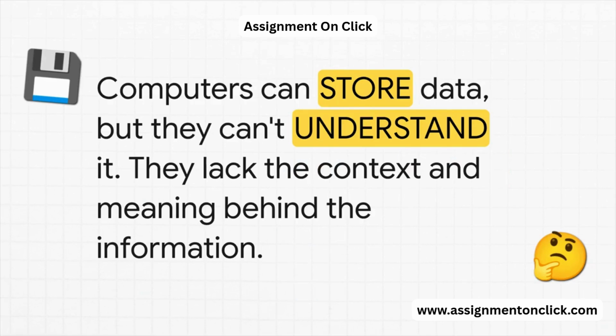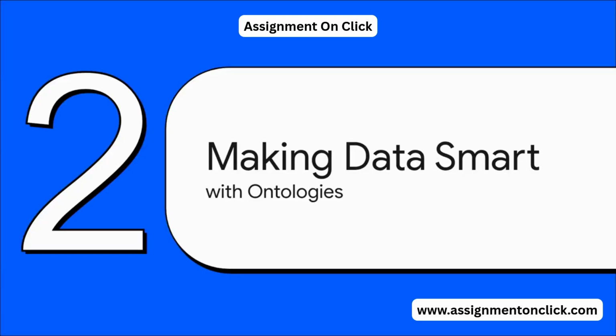Here's a way to think about it. A computer can store the word salmon, no problem. But it has absolutely no idea that salmon is a type of fish, or that it's an ingredient, or that you might find it in sushi. To the machine, it's just a string of letters with zero meaning. Our job is to give it that meaning. So how do we bridge that gap? How do we take data from just being stored information to being understood knowledge?